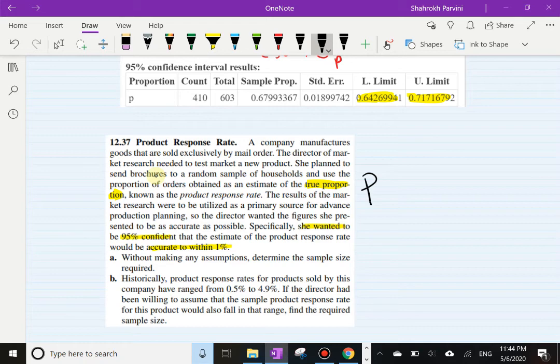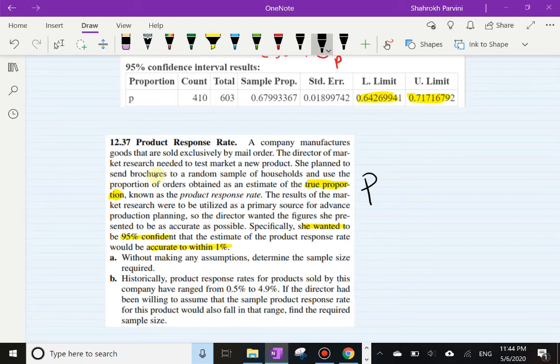The results of the market research were to be utilized as the primary source for advance production planning. So the director wanted the figures she presented to be as accurate as possible. That's just the introduction to the problem. Now, specifically, this is what we want to do. She wanted to be 95% confident that the estimate of the product response rate would be accurate to within 1%.